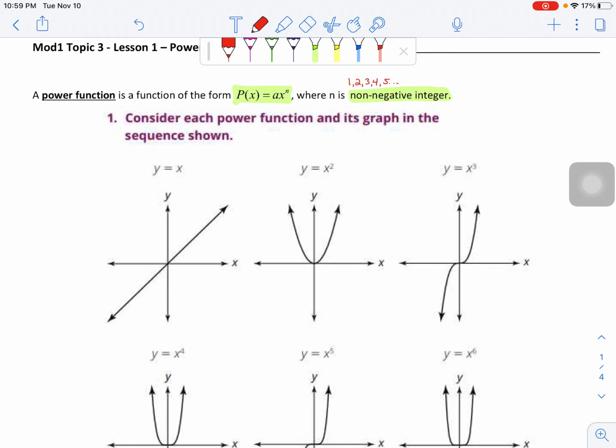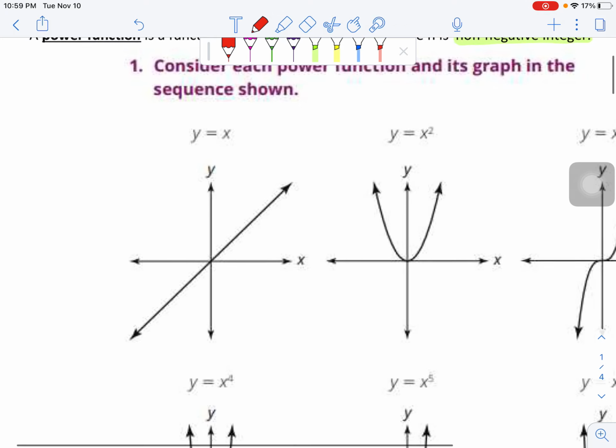So your first power function is y equals x. If we look at y equals x, we know that this is linear, all right? And we know that this is degree 1 because that x would have a power of 1. So now it's a straight line. You guys have graphed lines for a long time, so you kind of know what a power function looks like when we're talking about a line.